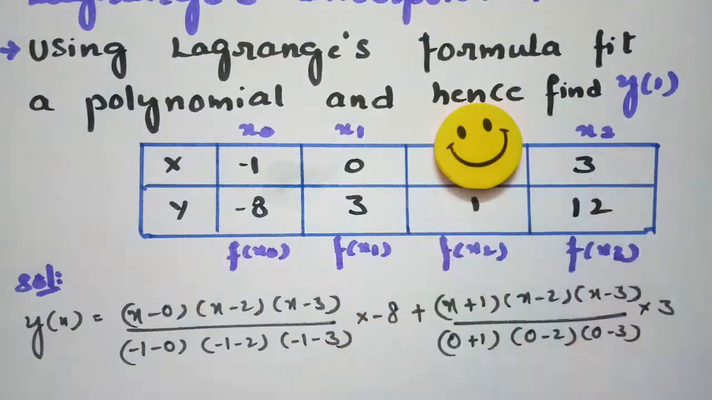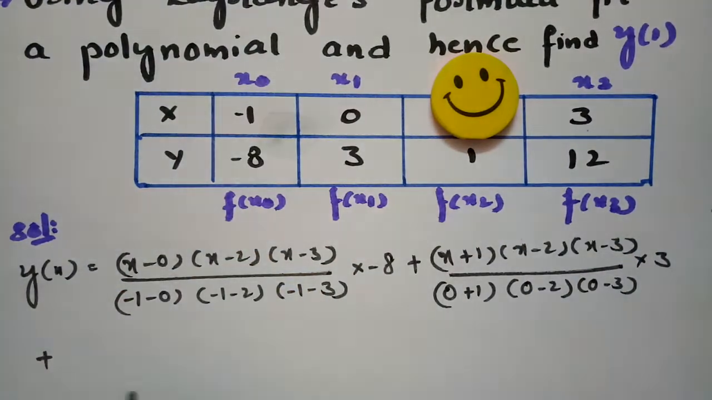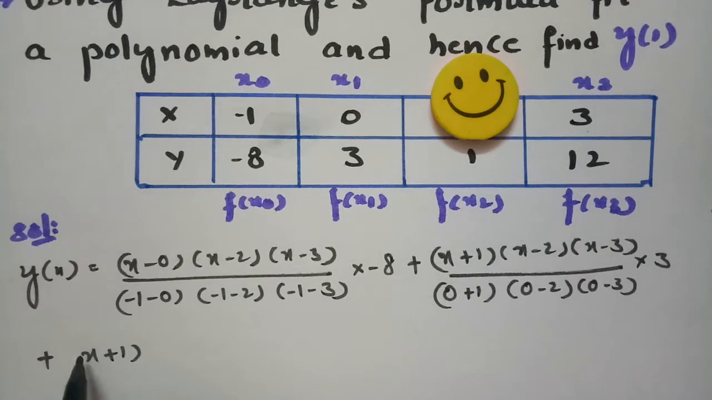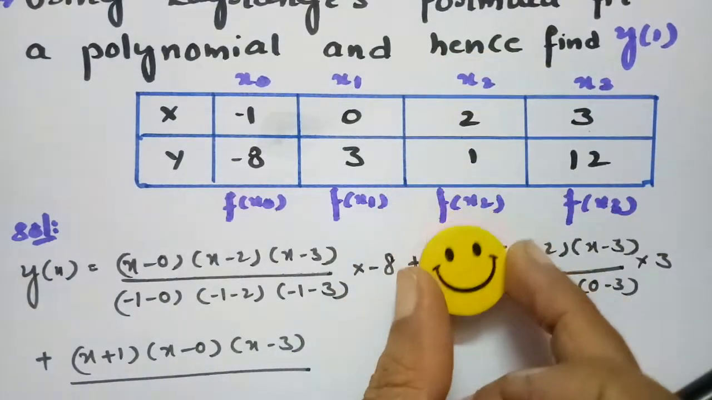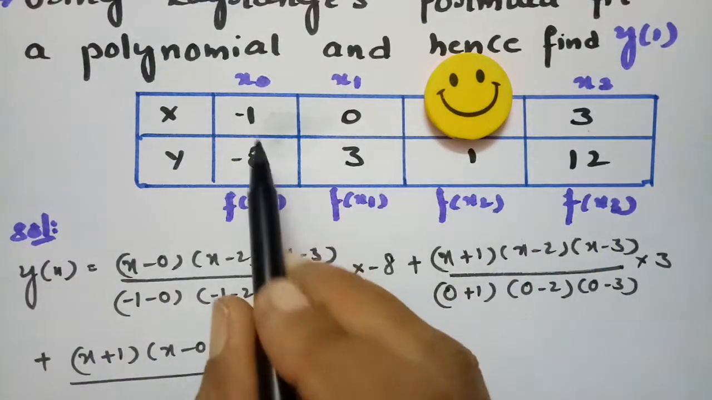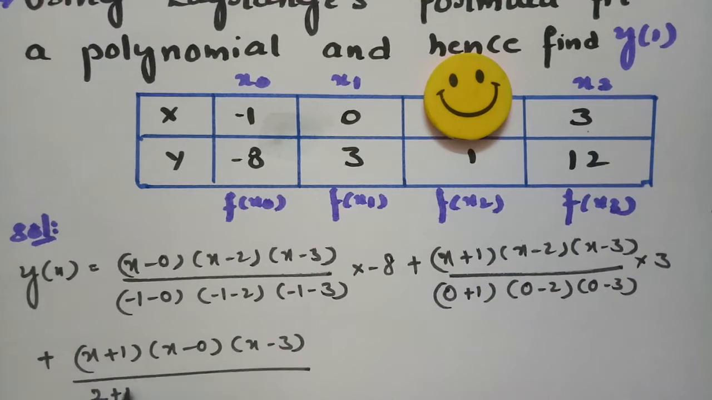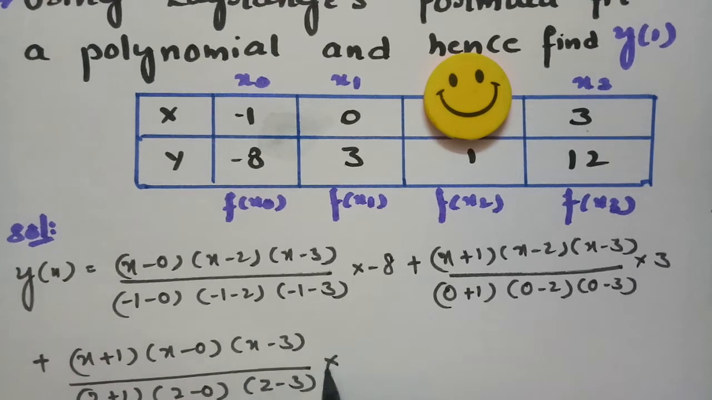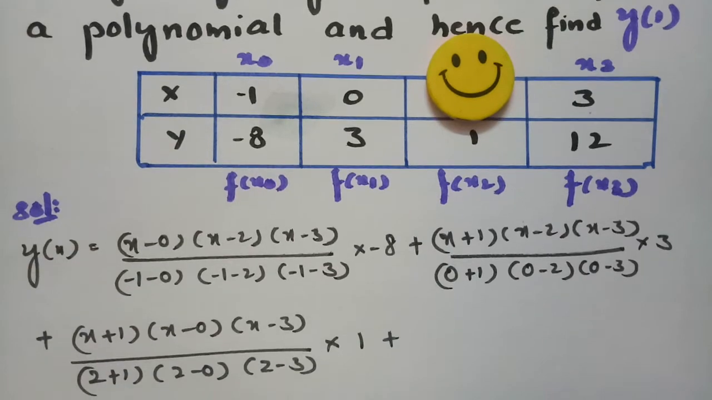Now I am going to close this x2 and I will subtract all these three values from x. That is x minus of minus 1, that is x plus 1, x minus 0, x minus 3, divided by, the closed value here is 2. So I have to subtract all these values from 2, that is 2 minus of minus 1, 2 minus 0, 2 minus 3, into y, the value here is 1, plus.